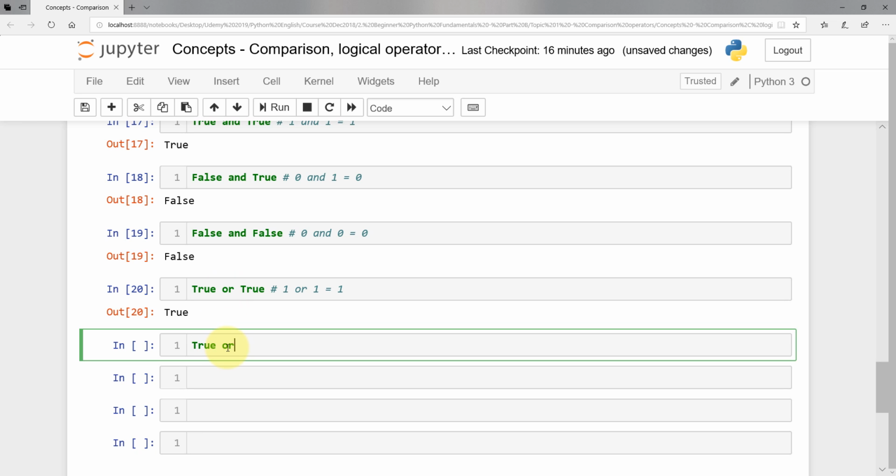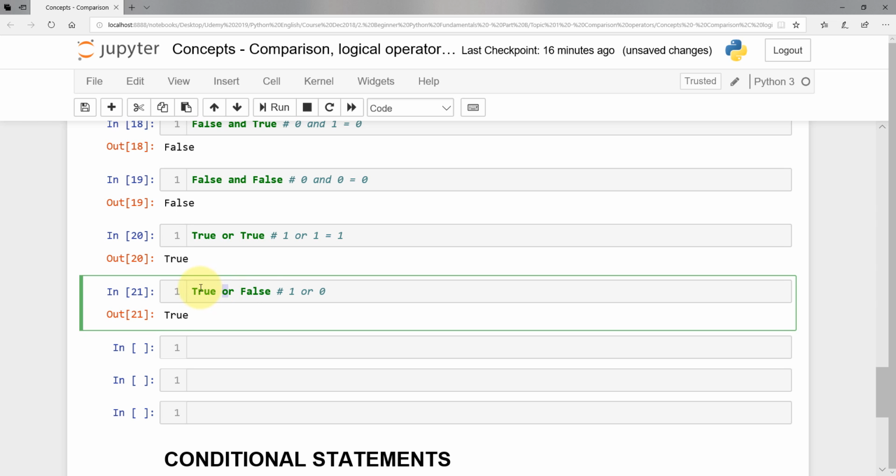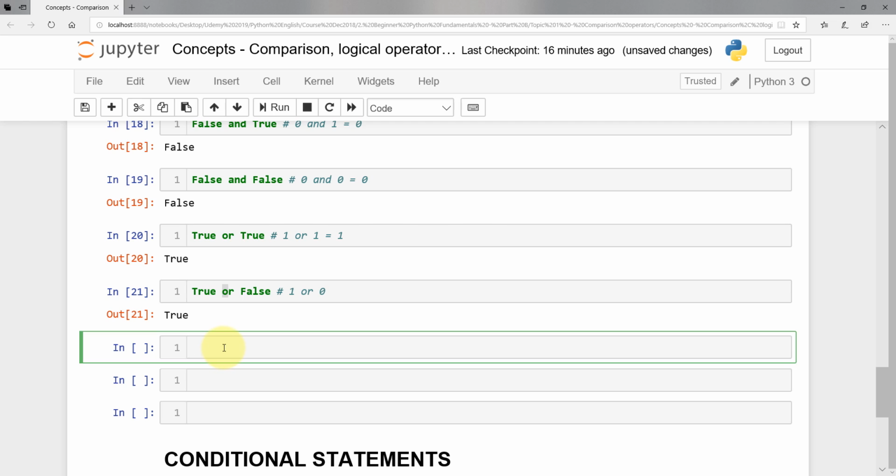So true or false, which again means I'm saying 1 or 0. Let's run that. That will generate true. Why? Because when we use OR, if any of the inputs is true, then the output is going to be true as well. If I say, for example, false or true, then here I'm saying 0 or 1, right? False again means 0, true means 1.